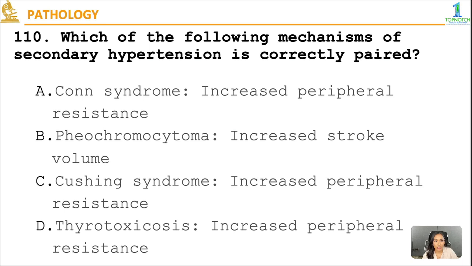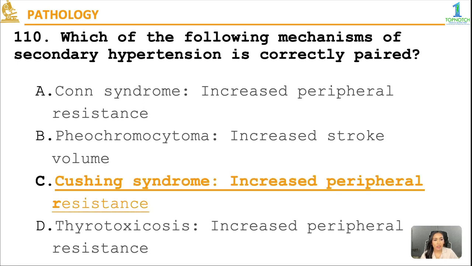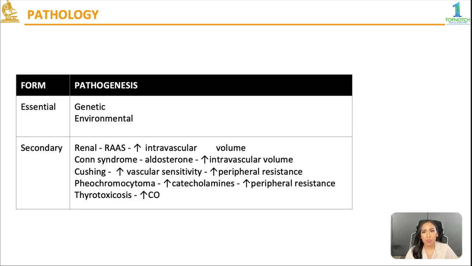Which of the following mechanisms of secondary hypertension is correctly paired? And the correct answer is C. Cushing syndrome is to increased peripheral resistance. Medyo confusing to, no? Kasi parang lahat sila tama. But let's look at the types of hypertension. There's essential, which is due to genetics and environmental factors, and there's secondary causes.